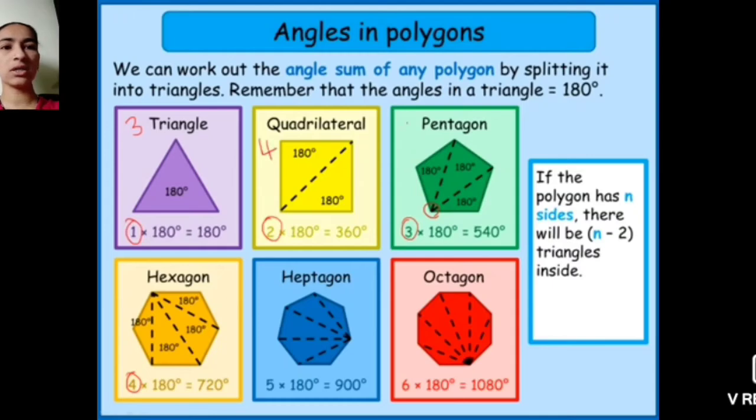Now see, 3, 4, 5 are the number of sides, and the formula is, if a polygon has n sides, there will be triangles inside. How many triangles will be there? N minus 2. If a polygon has 20 sides, there will be 18 triangles. You can find the number of triangles with the help of n minus 2, students. In a pentagon, 5 minus 2 is 3, so there are 3 triangles.